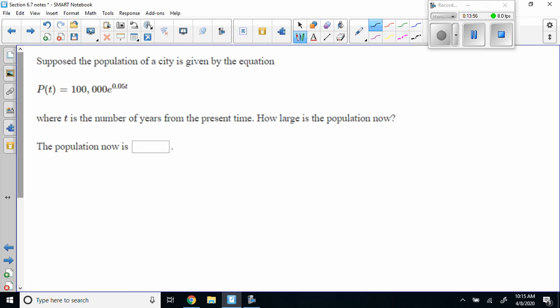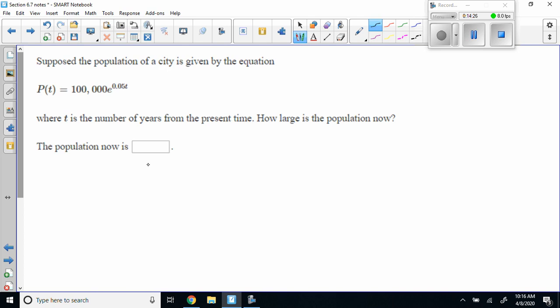Suppose that the population of a city is given by the equation P sub t equals 100,000 e to the 0.05t, where t is the number of years from the present time. Okay, t is the number of years from the present time. How large is the population now?